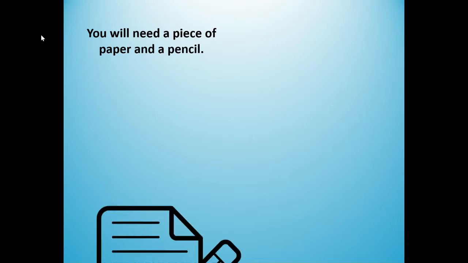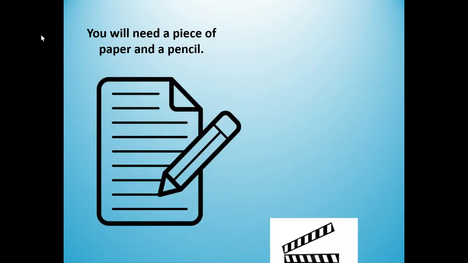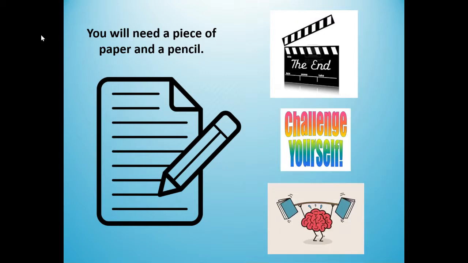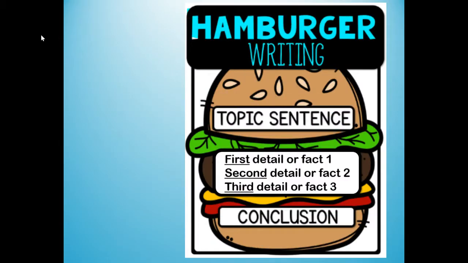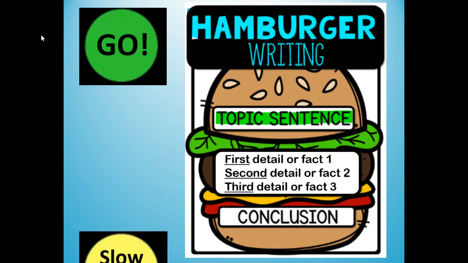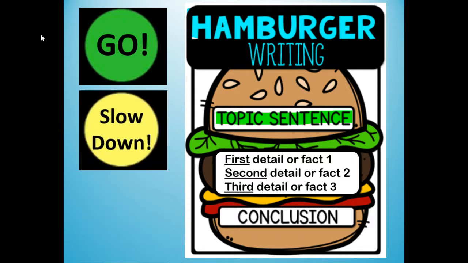For this lesson, you will need a piece of paper and a pencil because at the end of our review, you're going to challenge yourself and do some hamburger writing. No, you're not going to actually write about hamburgers, but a hamburger helps show how you can write a paragraph. You start out with green. Green means go. I'm going to tell you your topic or main idea sentence. And then we're going to slow down.